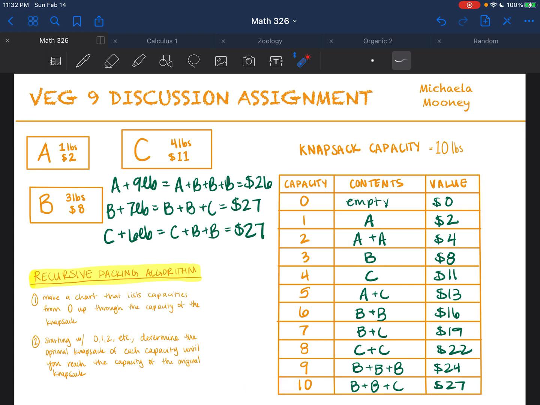We could keep going. We could use 10 to figure out what the best capacity would be for 11, and we could use 11 to figure out 12, which is the neat thing about this. The opportunities are endless, which is pretty neat. But we found out that to fill our 10-pound knapsack with these 3 items, the best way to do it would be adding 2 B's and a C, and that would give us $27 value.